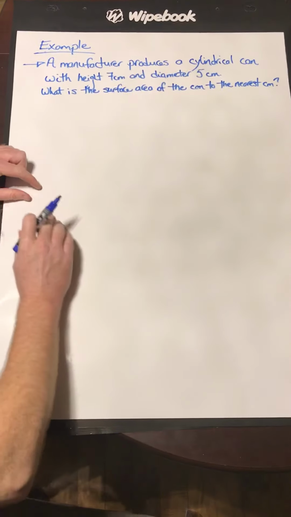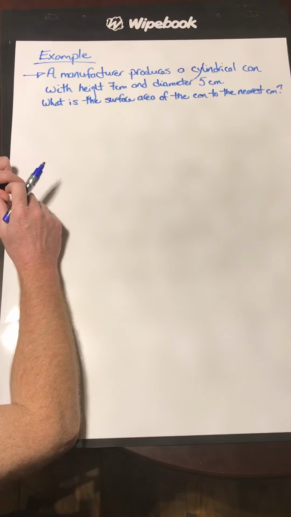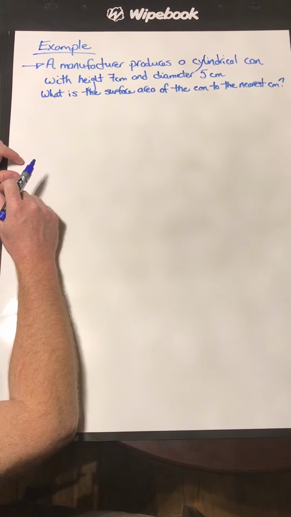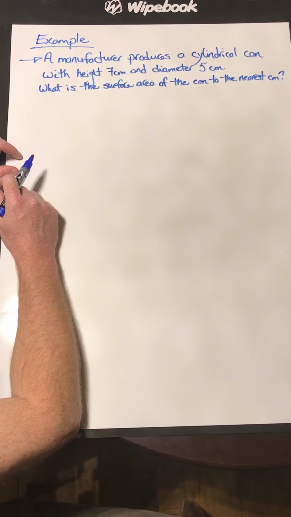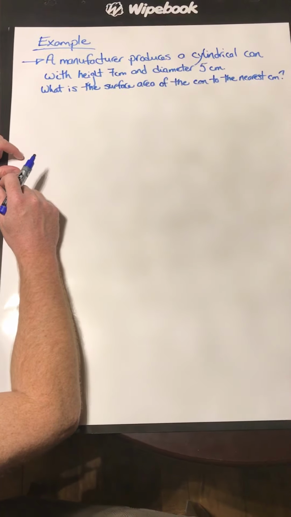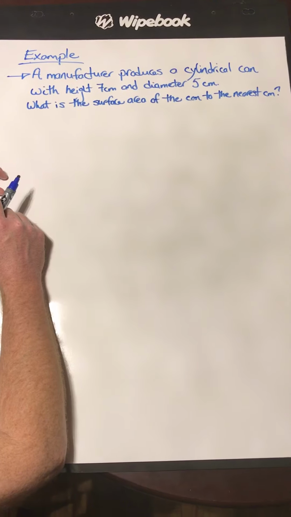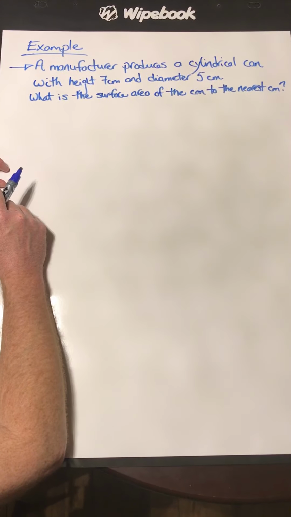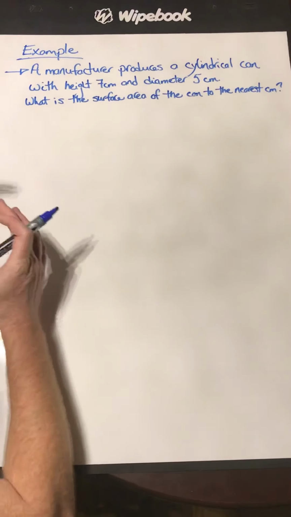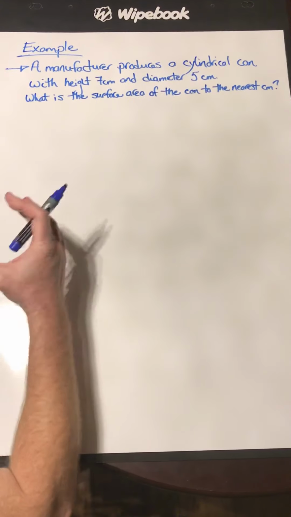So we have an example here, and the example is a question that reads, a manufacturer produces a cylindrical can with height 7 centimeters and diameter 5 centimeters. What is the surface area of the can to the nearest centimeter? So we want to remember our thinking and communication chart, and we want to say, what do I know?